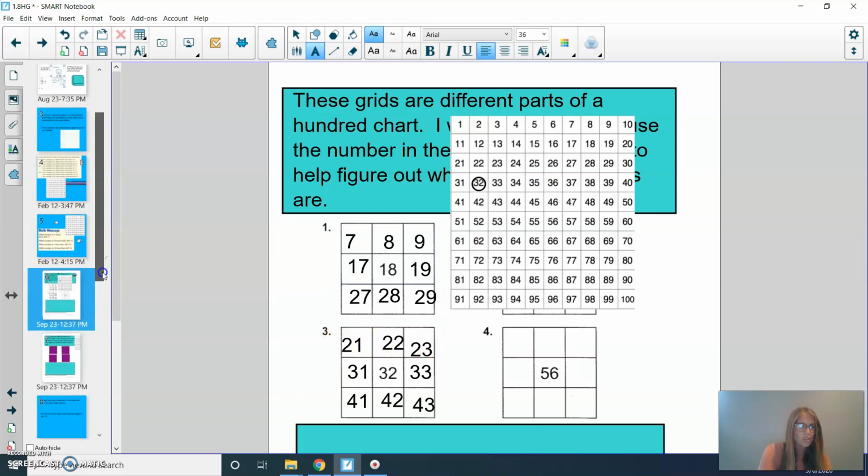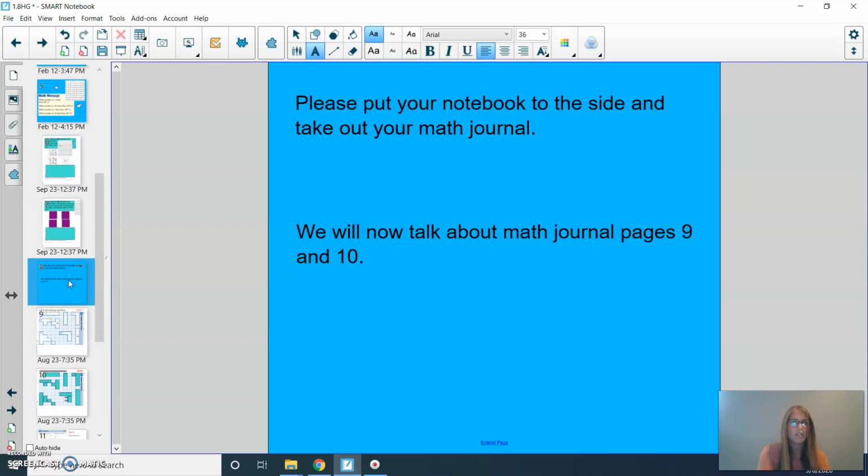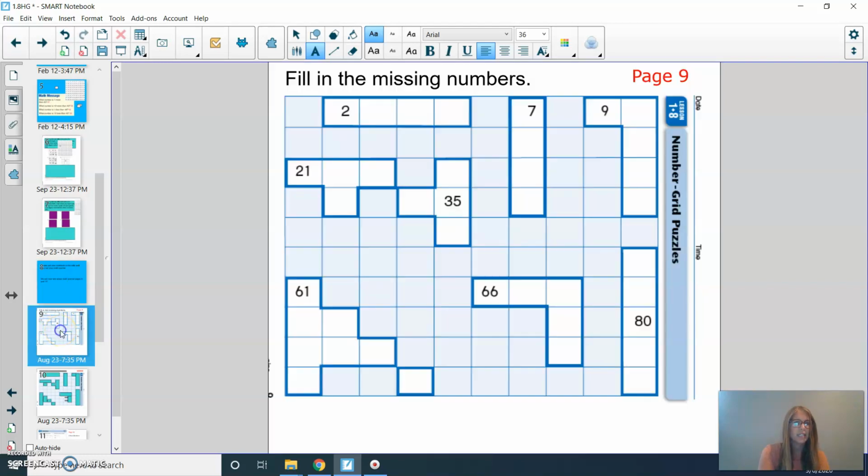So I'm going to have you try looking at your number grids. So if you can put your notebook to the side, and will you take out your math journal, and let's take a look at page 9. It looks like this. So if you have your number grid, can you plug in the missing numbers for each of these? So you can think about 2, you're just going up by 1. When you think about this one going down from 7s, you're increasing by 10 each time.